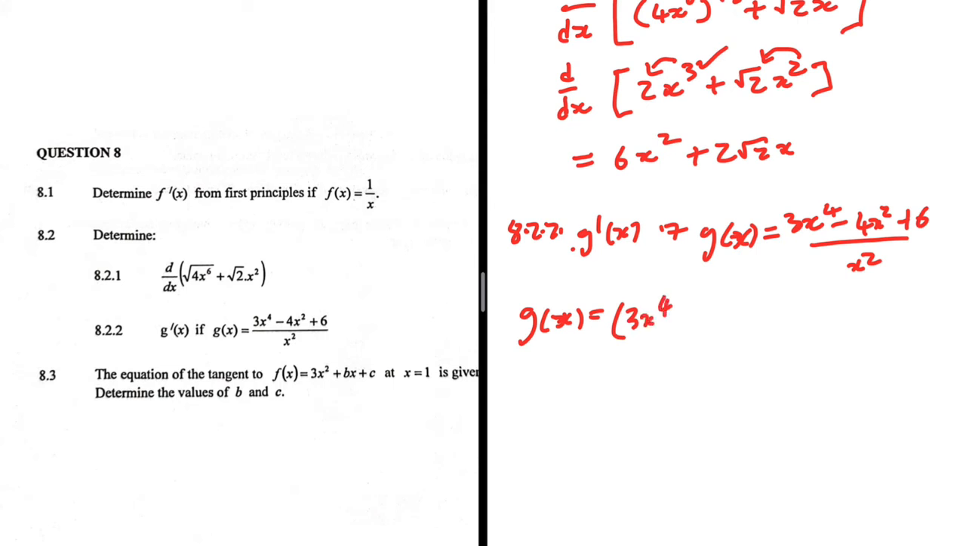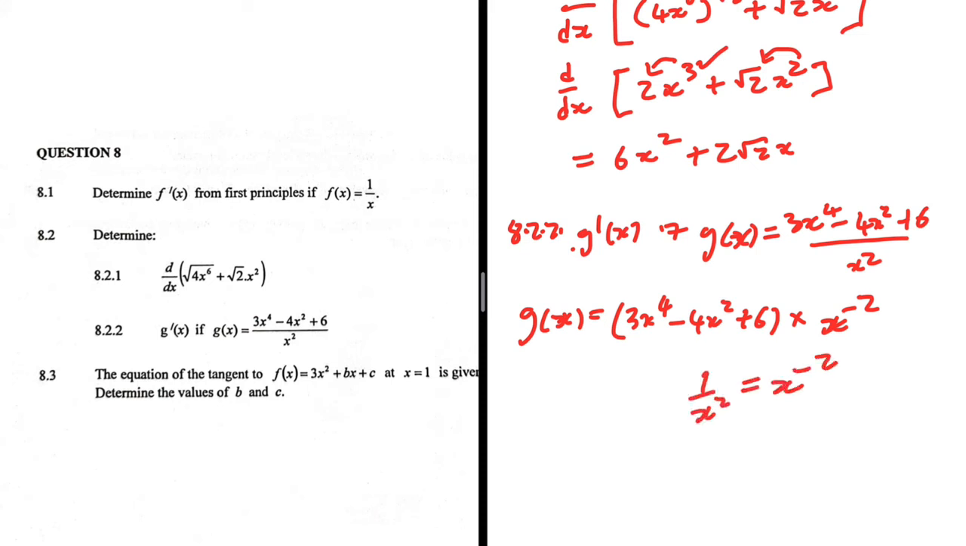3x to the power 4 minus 4x squared plus 6 multiplied by 1 over x squared, right? Let me show you something. 1 over x squared is the same as x to the minus 2, right? So instead of 1 over x squared, let's write x to the minus 2. We can actually check if 1 over x squared is equal to x to the minus 2.